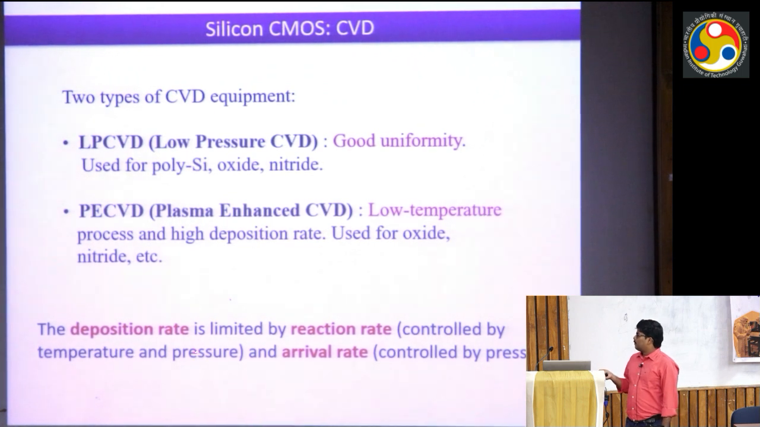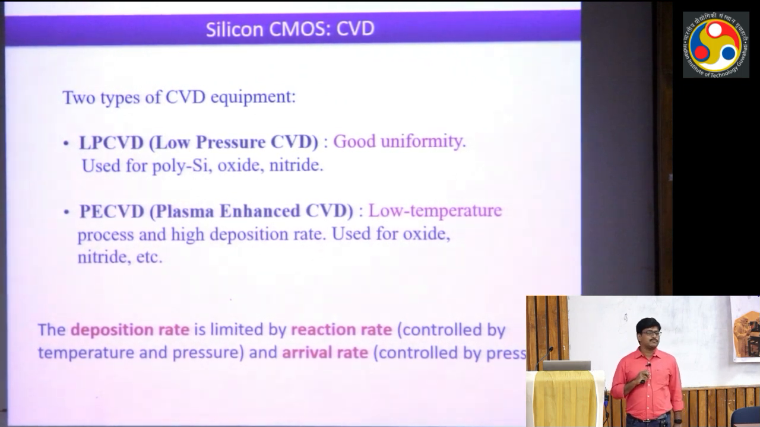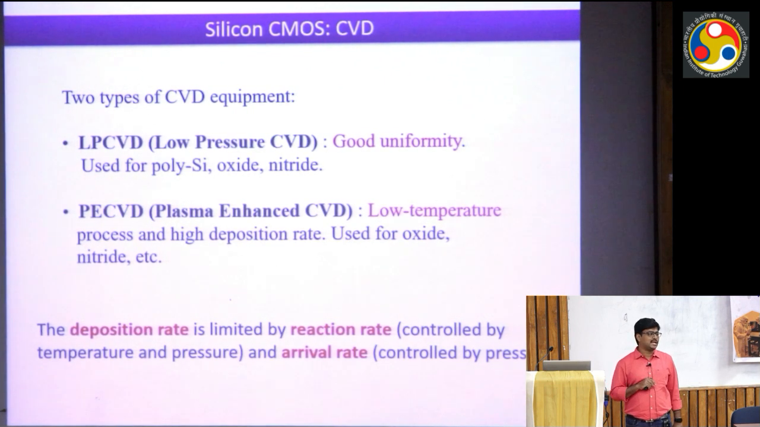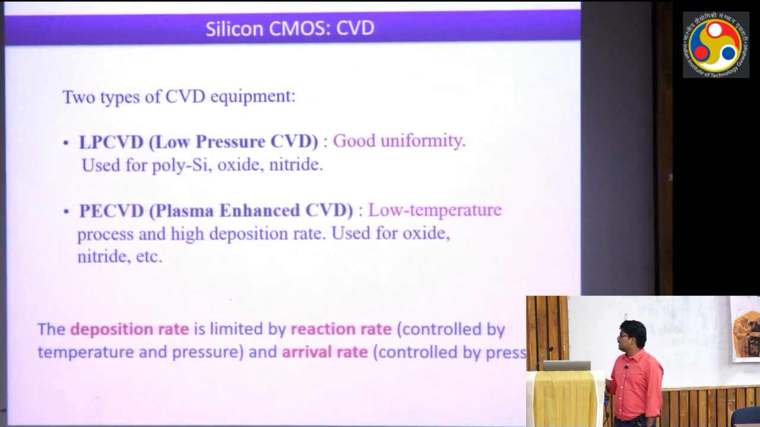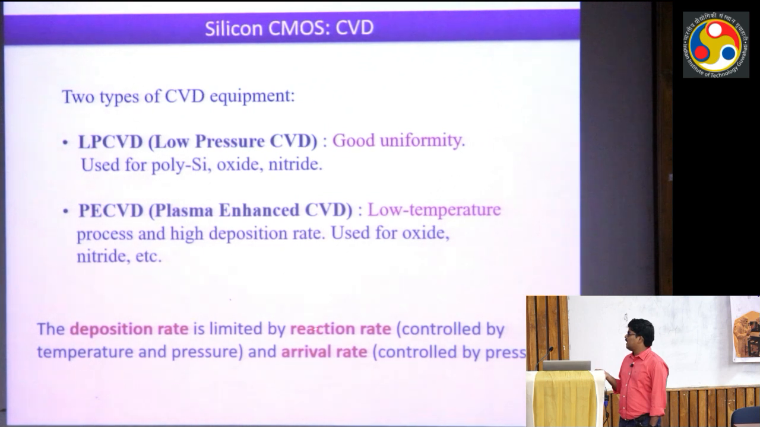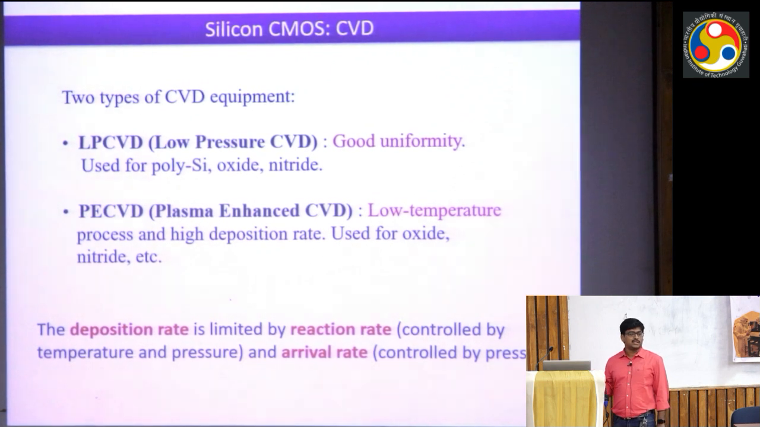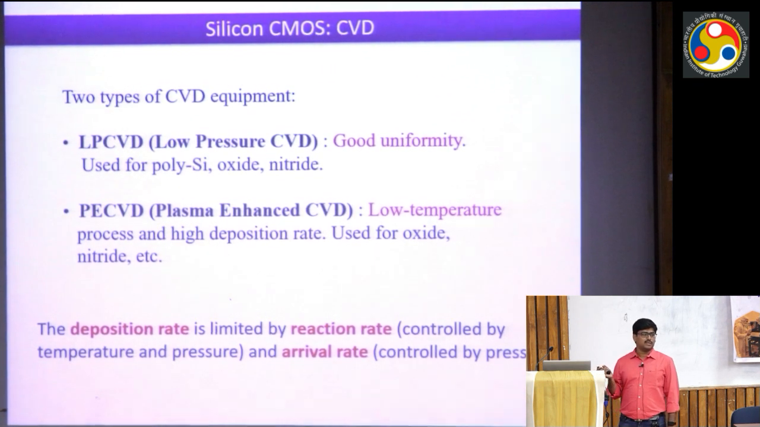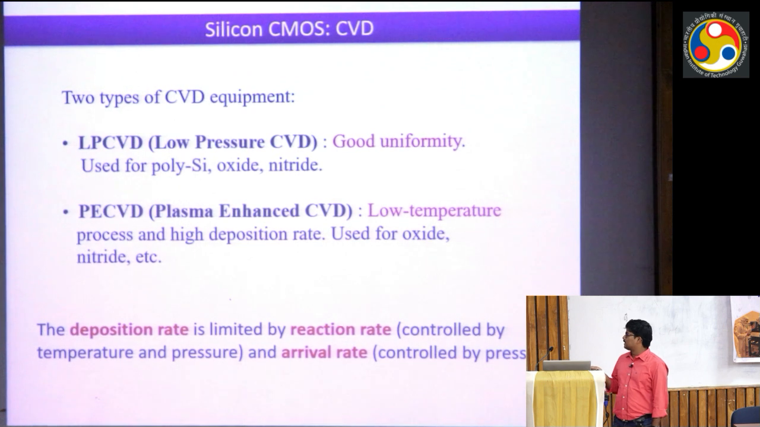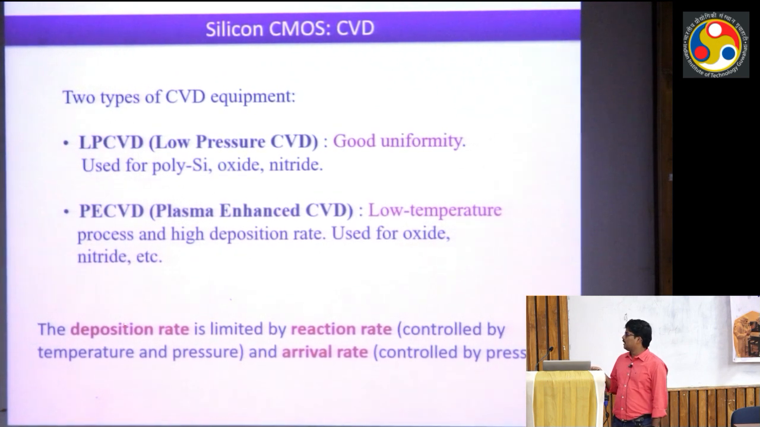Another important fact for CVD is the deposition rate. Deposition rate means how quickly we are depositing these atoms or layers on our silicon or any substrate. Here the deposition rate is limited by the reaction rate, and this reaction rate is once again controlled by two parameters, that is temperature and pressure. So the pressure inside the chamber and the temperature will decide the reaction rate, and which will eventually decide the deposition rate.